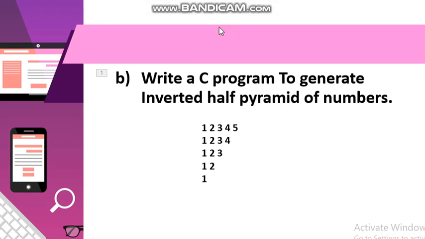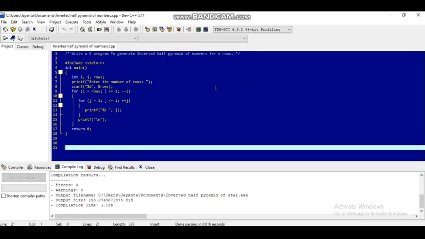Now we will discuss the program: write a C program to generate an inverted half pyramid of numbers. As you can see in this picture, this is an inverted half pyramid of numbers for 5 rows. This is an example of an inverted half pyramid of numbers for 5 rows. Now, to generate it for n rows, here's our program.